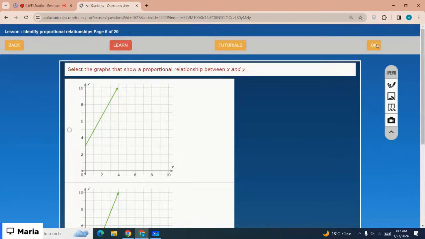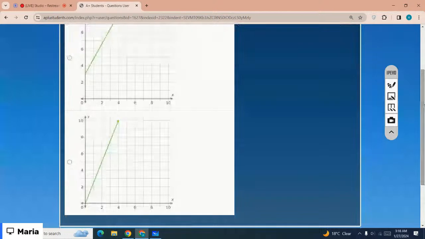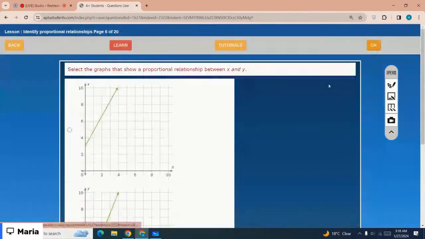Select the graphs that show the proportional relationship between x and y. Which is the correct option? Option 1 or option 2? Which is the correct option? Yes, the correct option is option number 2.